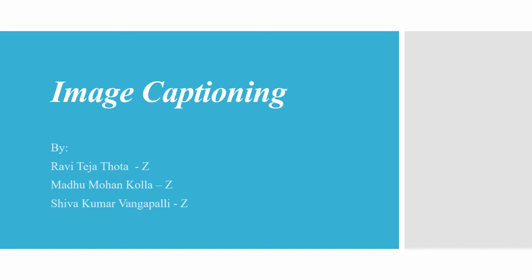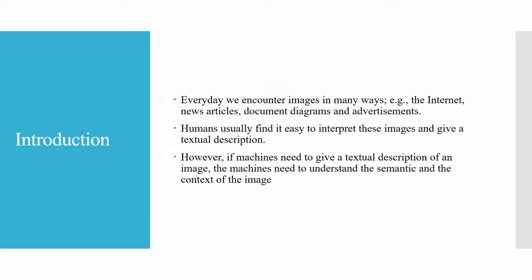Good morning. In this PPT, we will be explaining about image captioning and its methods. Every day we encounter images in many ways, for example, the internet, news articles, document diagrams, and advertisements. Humans usually find it easy to interpret these images and give a textual description. However, if machines need to give a textual description of an image, the machines need to understand the semantics and the context of the image.